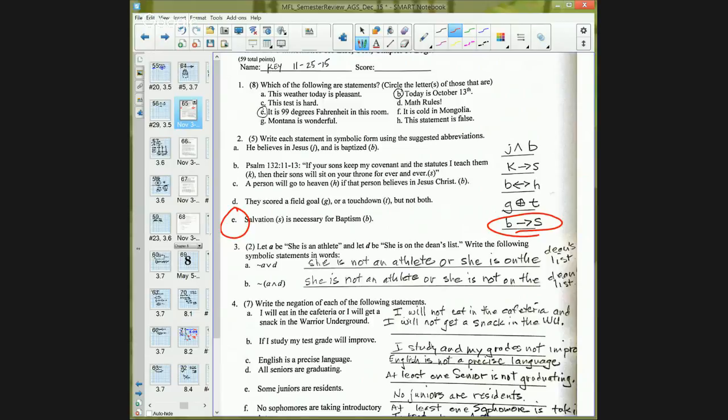Now, what if I just said to you, baptism is sufficient for salvation? What is sufficient? That's on the dull end of the arrow, right? That's exactly correct. The answer would be if B then S. I could have asked it that way.